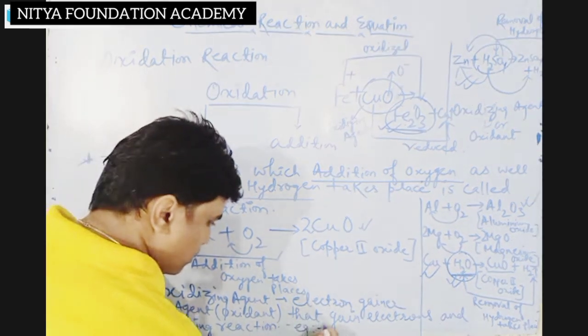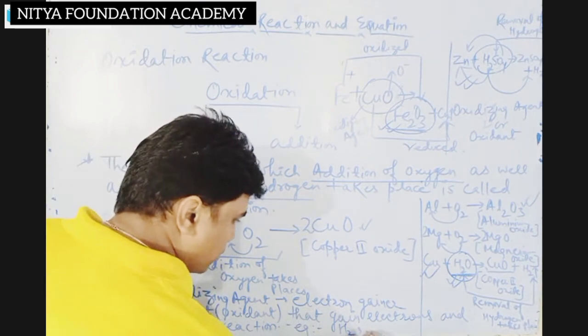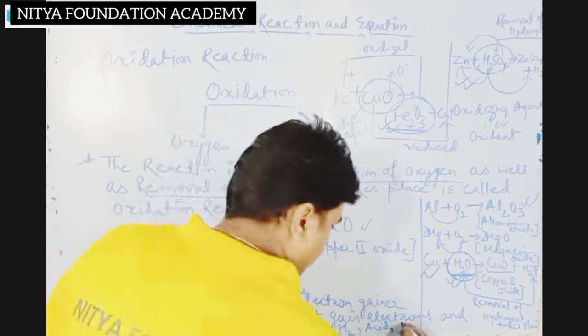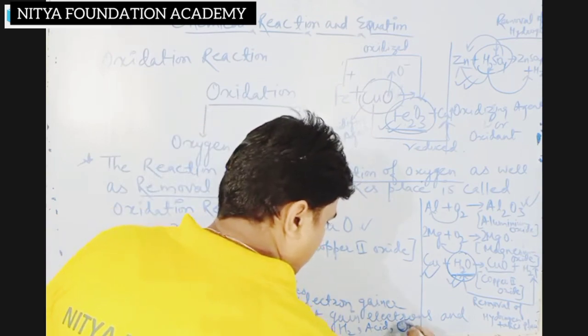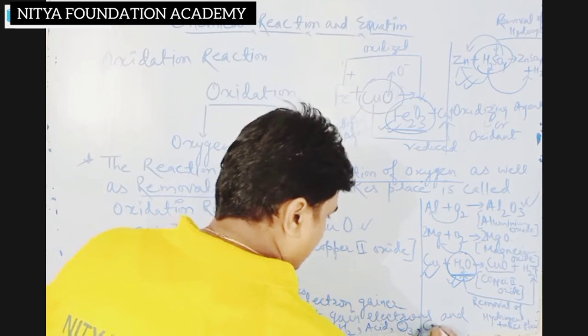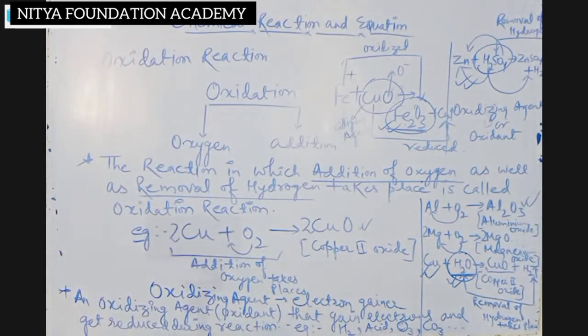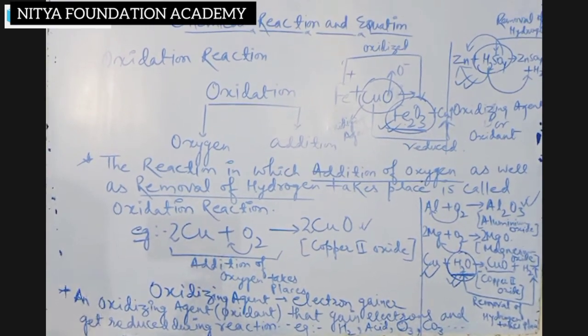Example, hydrogen, then nitric acid, ozone means O3, carbonate, and so on. An oxidizing agent that gains electrons and gets reduced during the chemical reaction is called oxidizing agent.